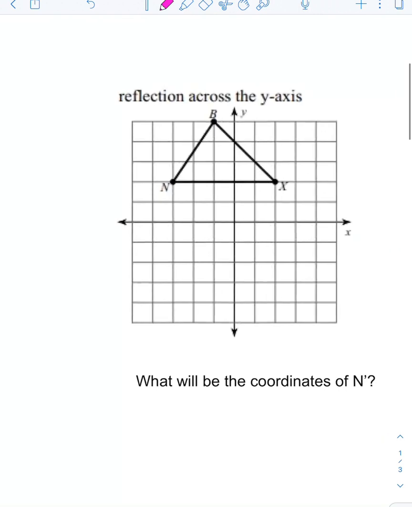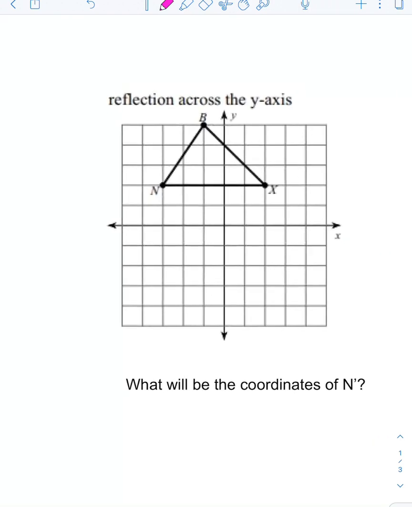Now let's take a look at the next example. Now it says to reflect across the y-axis. We've not done one of those yet. So that means we're going to flip left to right. But here's what I want you to do. I believe in working smarter. I want us to work hard, but work smarter first. So it says, what will be the coordinates of N prime? So guess what? I'm only going to flip N.